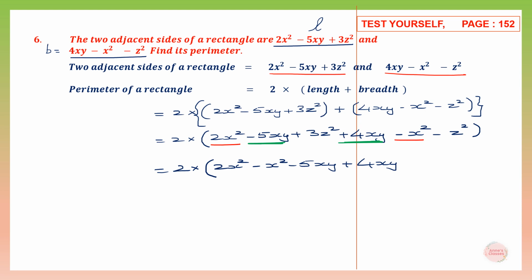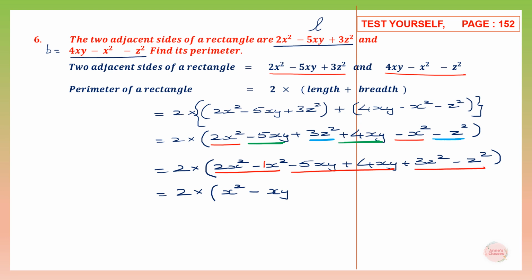Now let's take the z squares. So here we have 3z square and minus z square. So plus 3z square minus z square. Okay, so this is 2 into. Now here let's work on the like terms. So this is 2 minus 1. 2 minus 1 is 1, which is simply x square. Instead of writing 1x square, I'm just writing x square. Now let's take this minus 5xy plus 4xy. Minus 5 plus 4 is minus 1. So minus 1xy means minus xy. Let's take the next one. Here we have 3z square minus 1z square. So 3 minus 1 is 2.